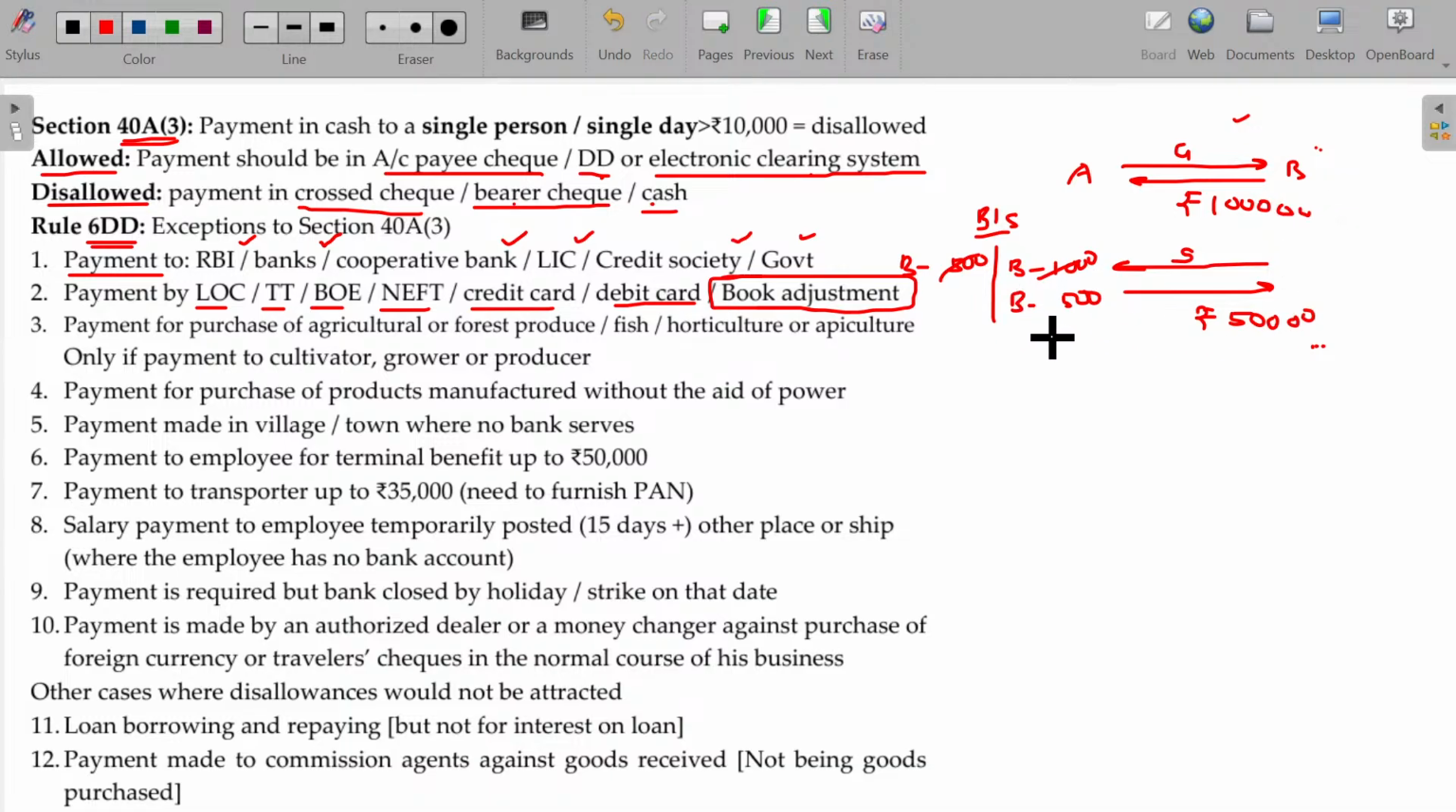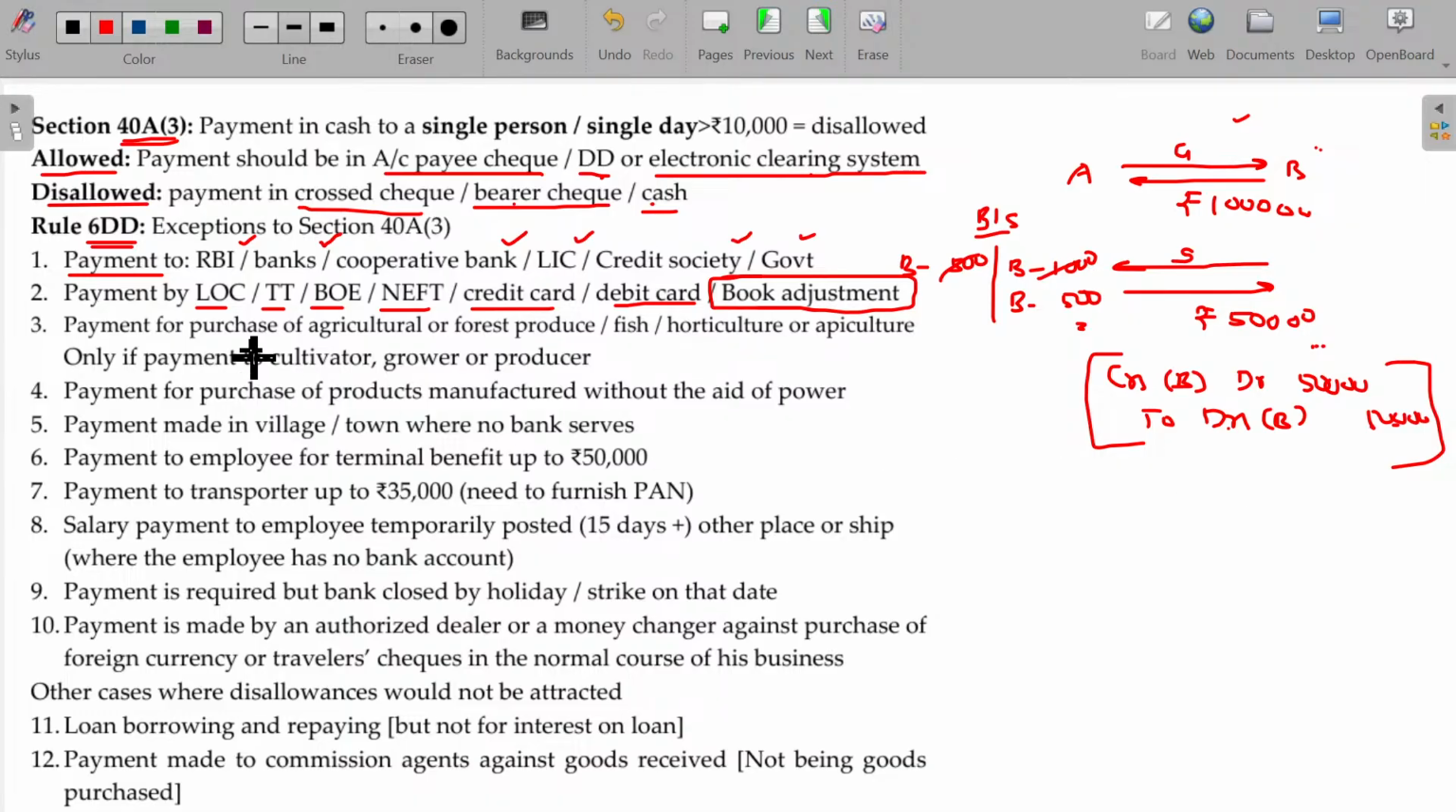Now what happens? In the adjustment entry, B being my debtor is cancelled. So to cancel the debtor, I am crediting. To cancel the creditor, I am debiting. So B being the creditor and B being my debtor, the mutual amount is cancelled. Later on, I have to recover only 50,000 rupees from him. Is that clear? Hope now you will be able to understand this part. So really there is no cash transaction, so it will be comfortably accepted for deductions in your books.